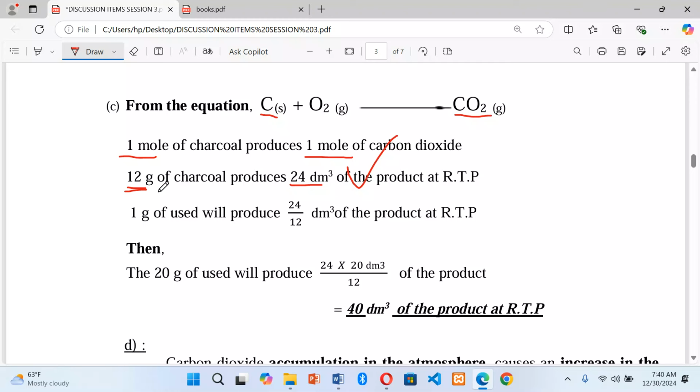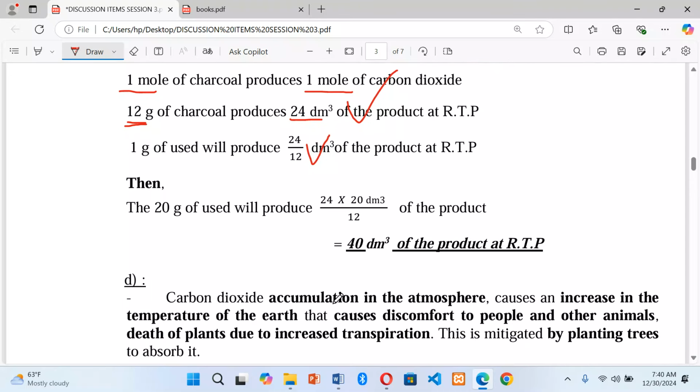Then, if 12 grams of charcoal produces this, what about 1 gram? So 1 gram will be 24 divided by 12, and you get also a score. Then, recall they said he uses 20 grams every busy evening. So if 1 gram can produce this, what about 20 grams? It will produce 24 times 20 divided by 12. And finally, we get our answer as 40 decimeter cubed of the product at RTP.